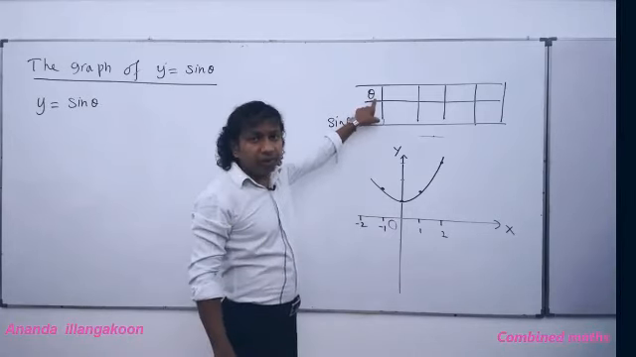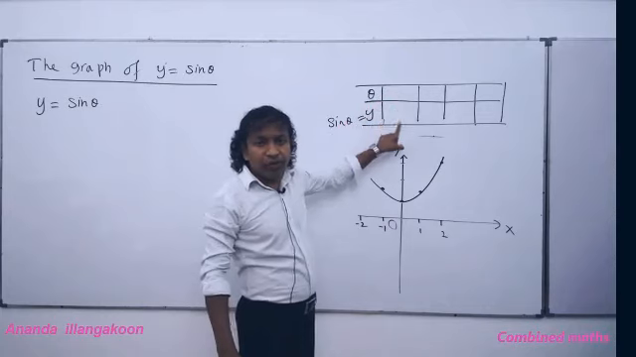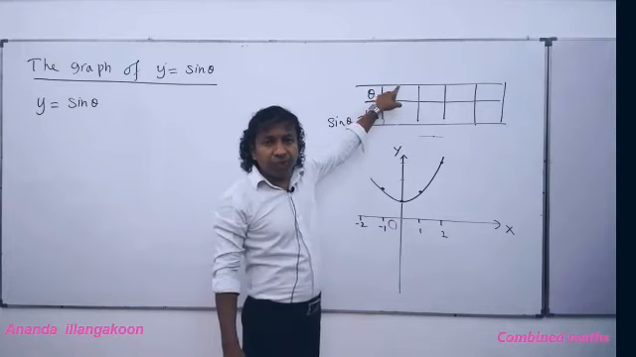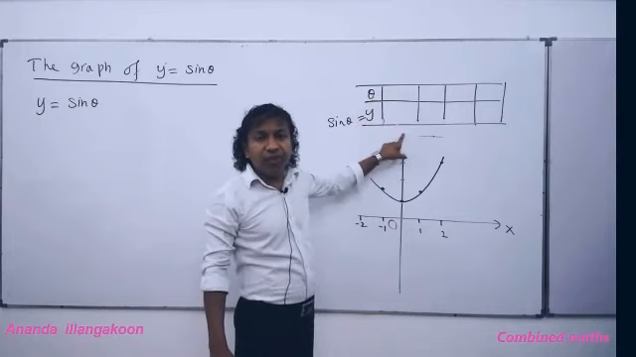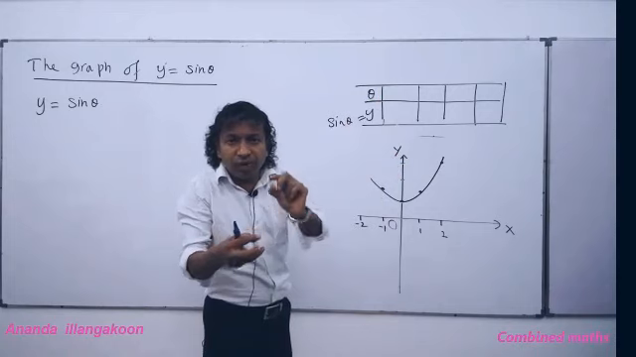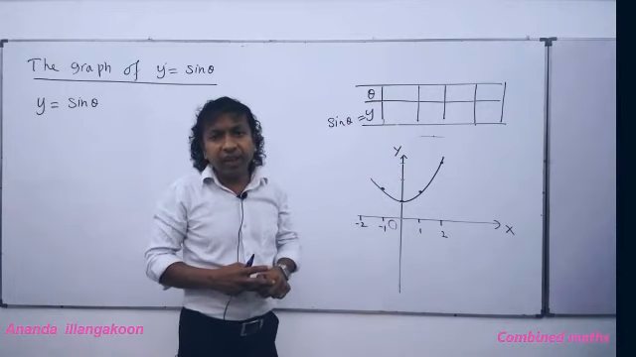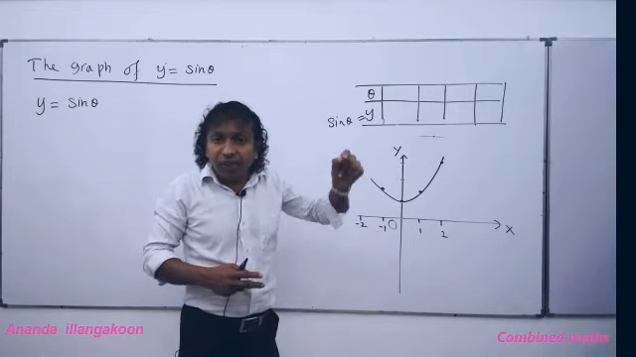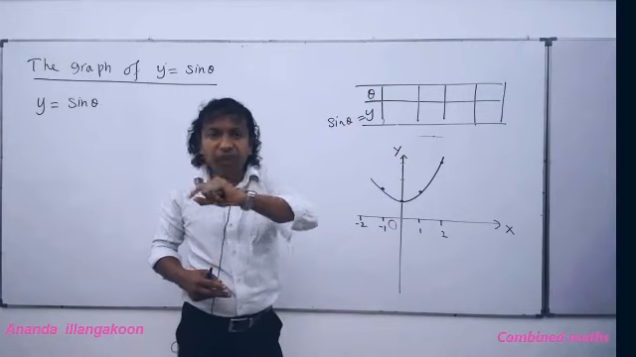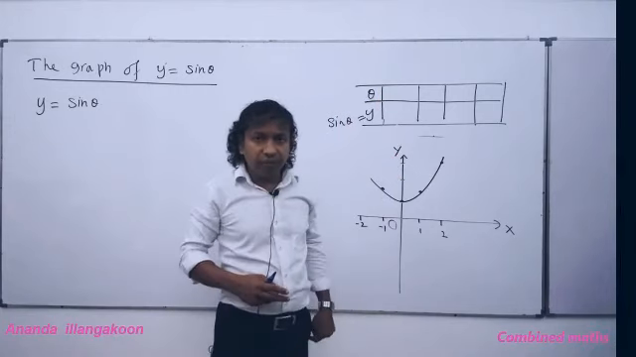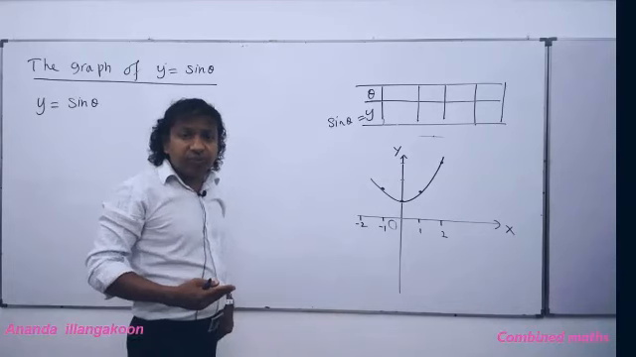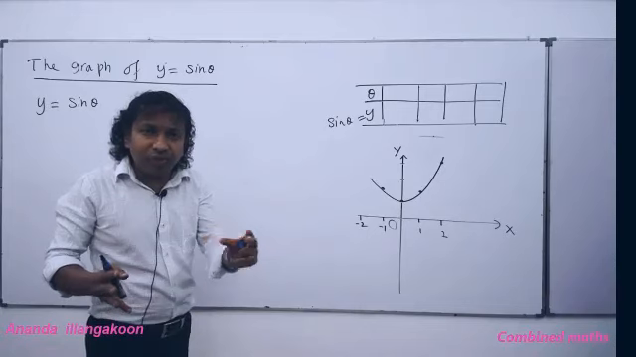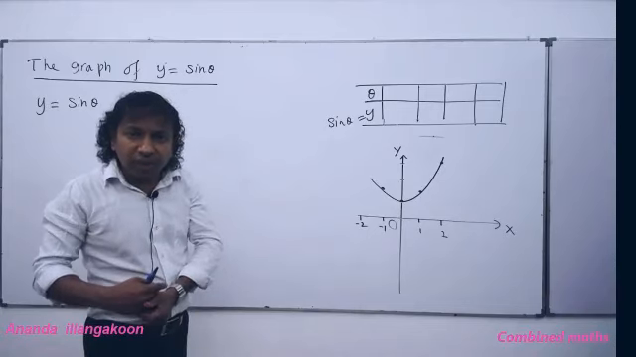Now, given some values for this theta, we have to find the corresponding sin theta value. Then theta behaves as x, y is the y. By those two values only, we determine a point. Like that, we need some collection of points. And now we join them smoothly. Then we get the y equals sin theta graph. Now our next effort is, people, for some different values of theta, we have to find y.